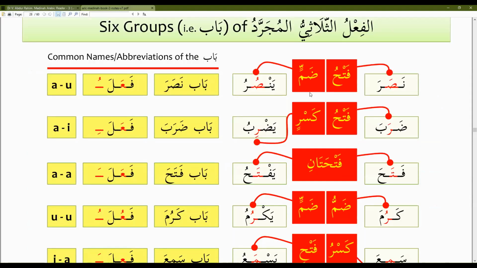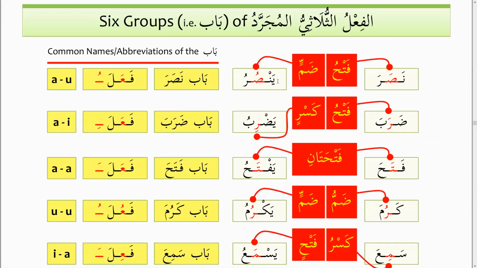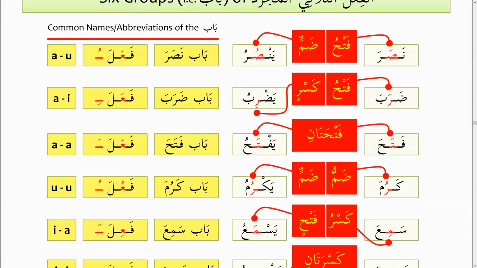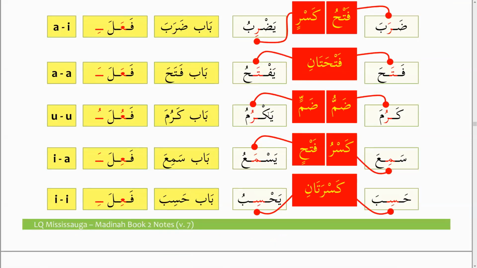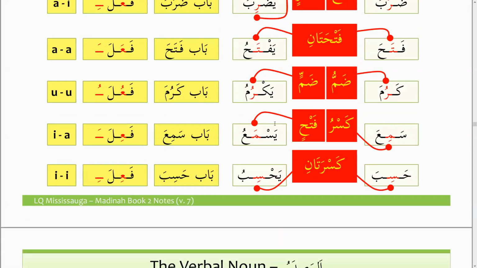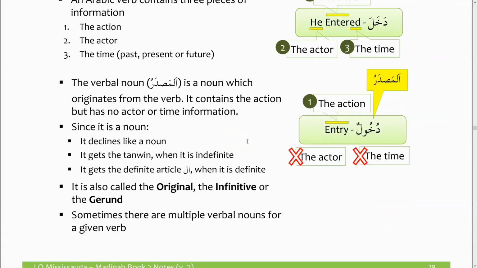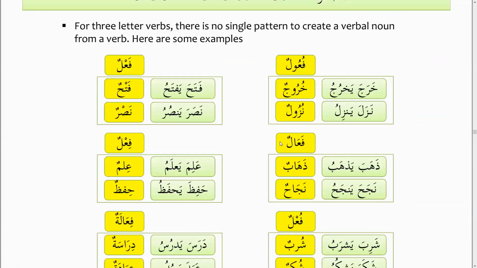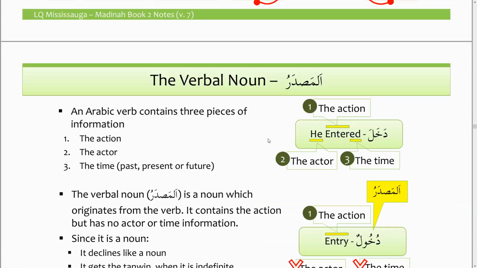Okay. So nasara yansuru. So we learned about the 6 groups, right? From nasara yansuru, it's called bab nasara, daraba yadribu, bab daraba, fataha yaftahu, bab fataha, karuma yakrumu, bab karuma, samia, and bab hasiba. Nasiba. Today we'll talk a little about masdar. That's what we'll do. A little about masdar. And what is a masdar?